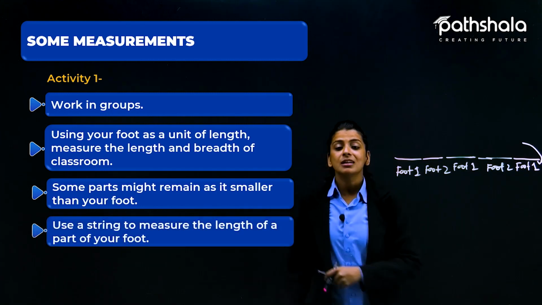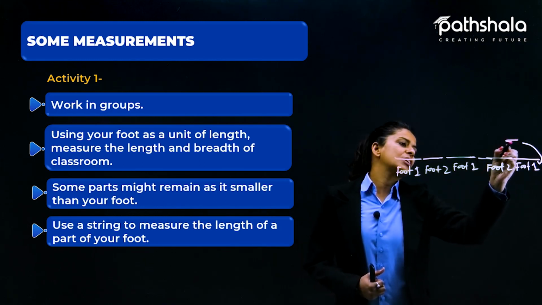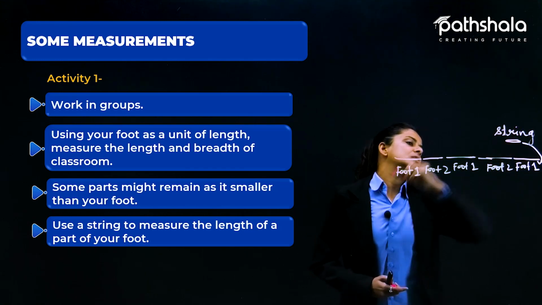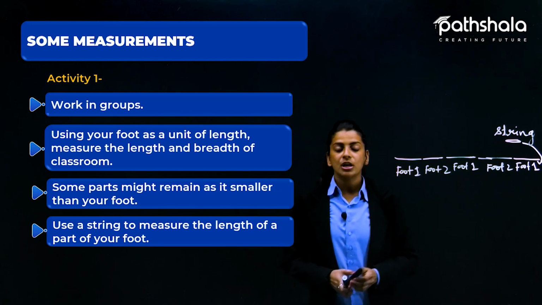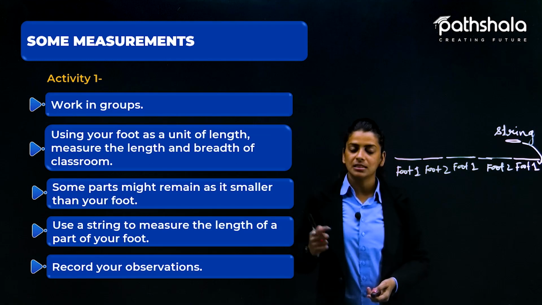So here, use a string to measure the length of a part of your foot. You can fold the string like this, and you can use the length of the string to measure the remaining part. And now you have to record your observation and write it on the table.